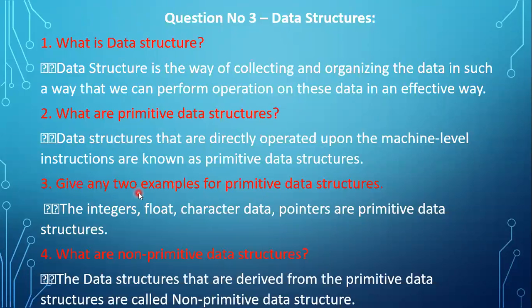Okay, next question. Question number 3. Give any 2 examples for primitive data structures. The answer is integers, float, character data, pointers are the primitive data structures.